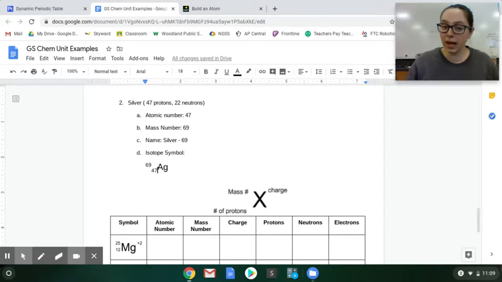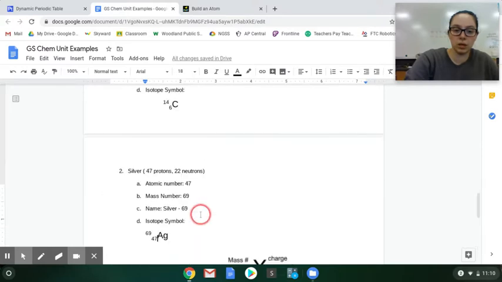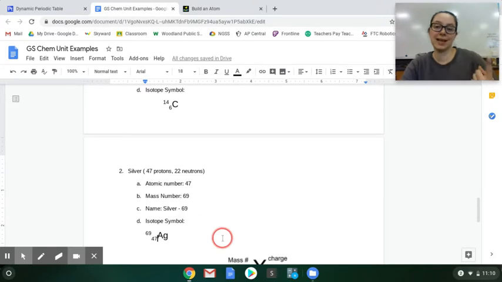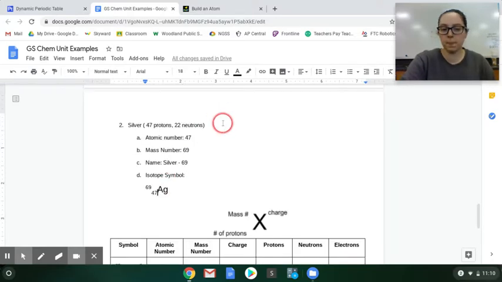Okay, so that's how you write isotope symbols. Now I know that it was neutral because there's no electrons here. If I would have specified that it was an ion or I specified a different number of electrons, then it would have been able to maybe have a charge here. And that's what's happening here.